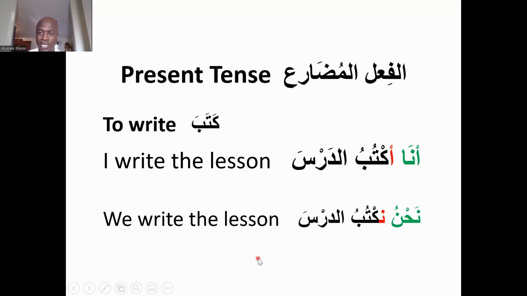Let's move to the second person. The second person means you are talking to someone who is present. You are addressing someone who is in front of you. That's why they call it the second person. Let's see how the present tense is conjugated in the second person.